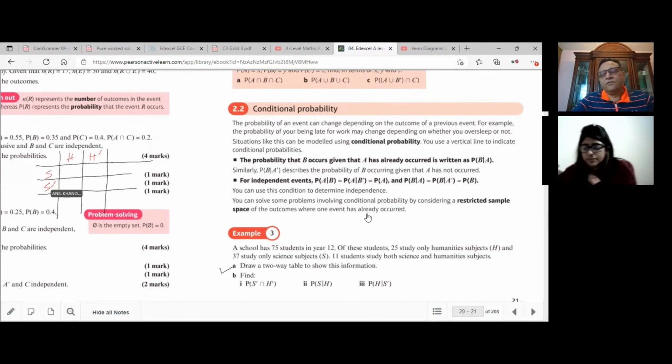Now we need to fill this out. There are a total of 75 students. Of these, 25 study only humanities. So that would be in the H column, the S dash and then H box. So 25 in this particular box. And 37 study only science. 11 study both science and humanities.